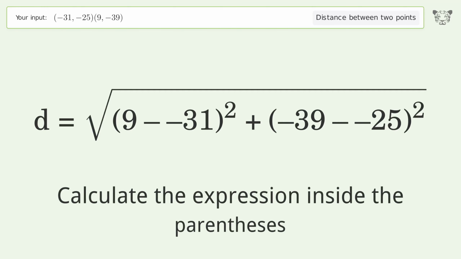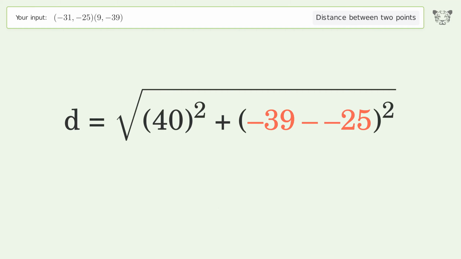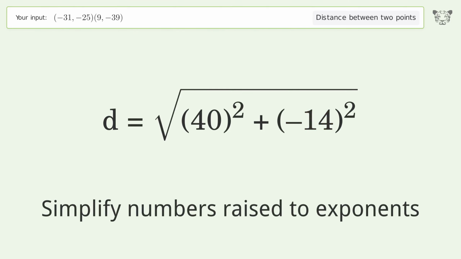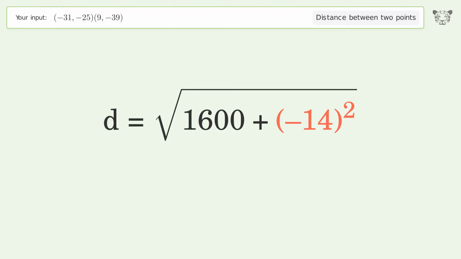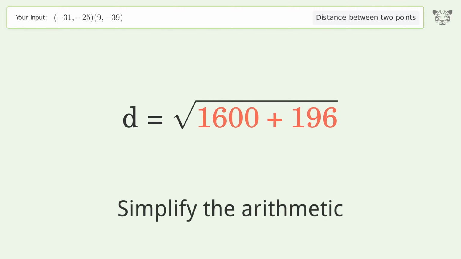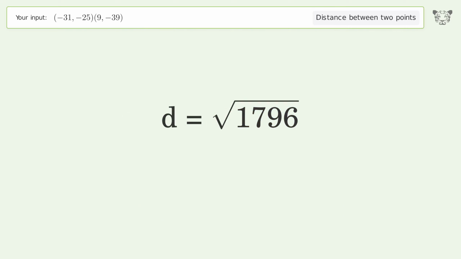Calculate the expression inside the parentheses. Simplify numbers raised to exponents. Simplify the arithmetic. And so the distance between the 2 points is the square root of 1796, or 42.379.